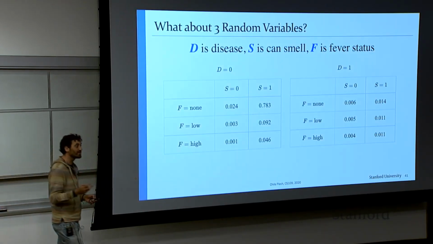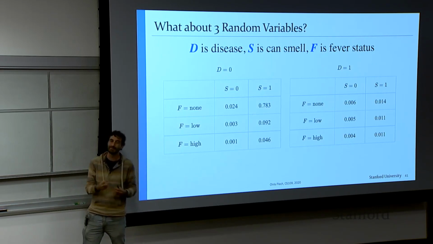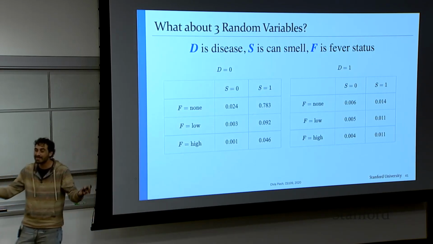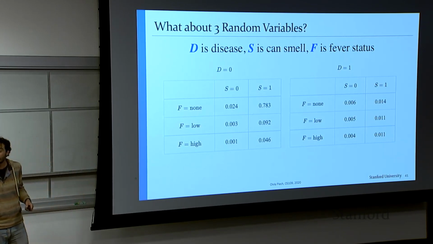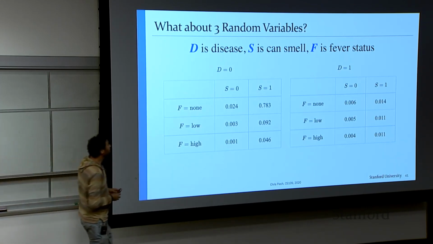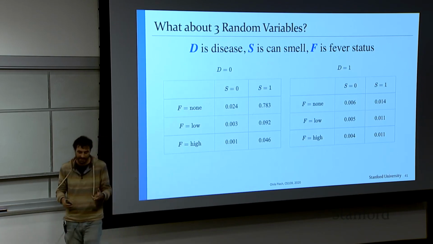In our previous models, we had 2 random variables. But we're getting into the world where we want to think about lots of stuff, like that WebMD had way more than 2 random variables. So what if we bumped it up to 3 random variables? So here I'm going to have a joint distribution between 3 random variables.